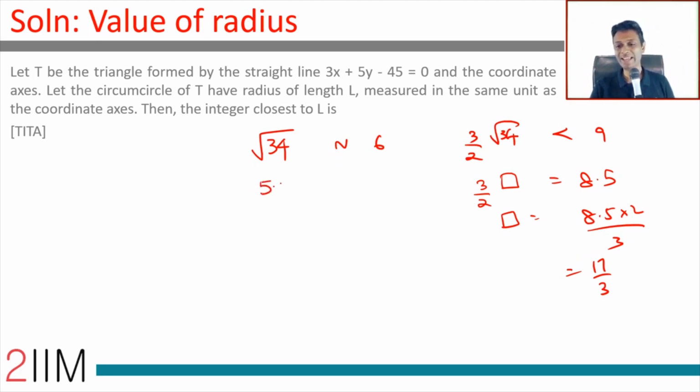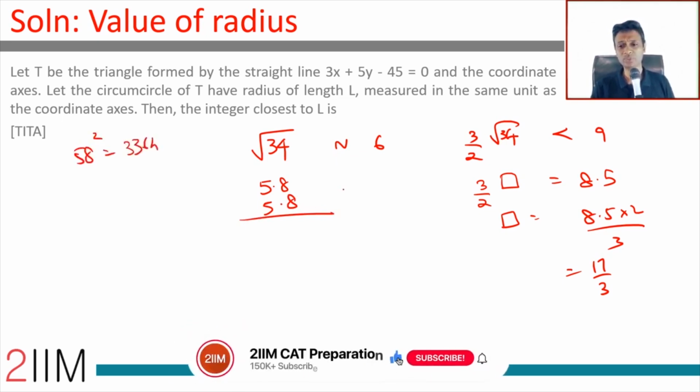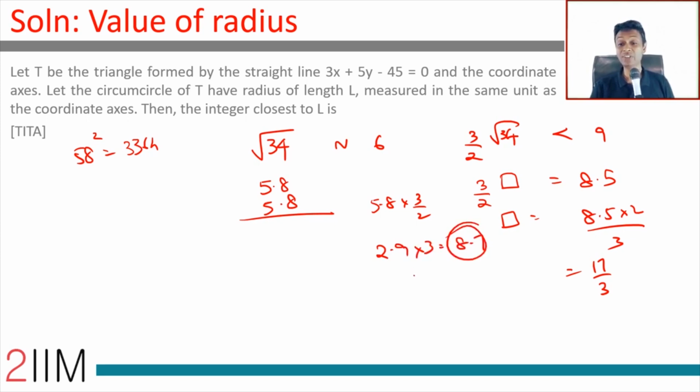34, 5.8 square root. You're going to be given a calculator, so don't worry about it. But 5.8 square, 58 square, I think it is 3364. So 33.64. And so that is close. 5.8 into 3 by 2 is 2.9 into 3, 8.7. Even if the square is 33.64, it goes to 8.7, rounded to 9.